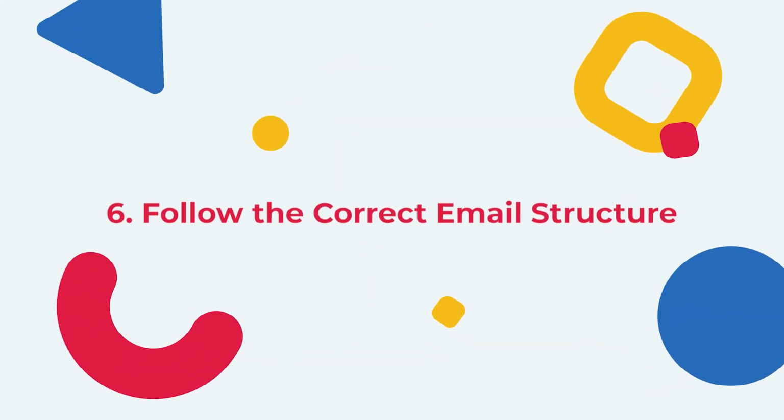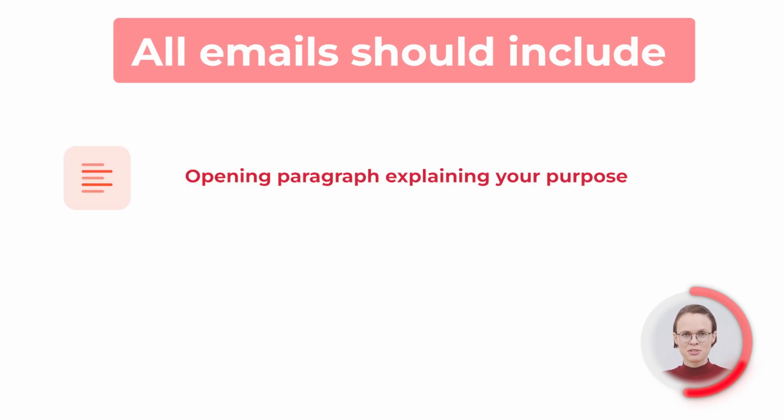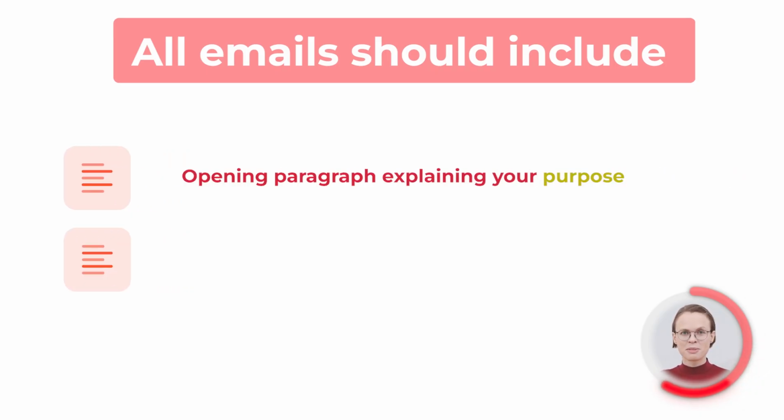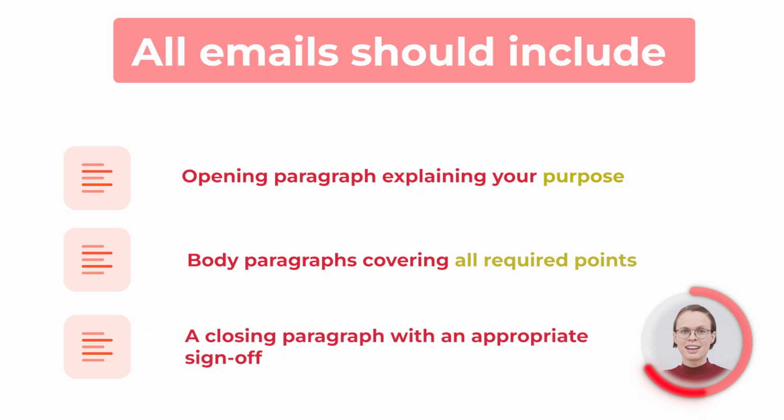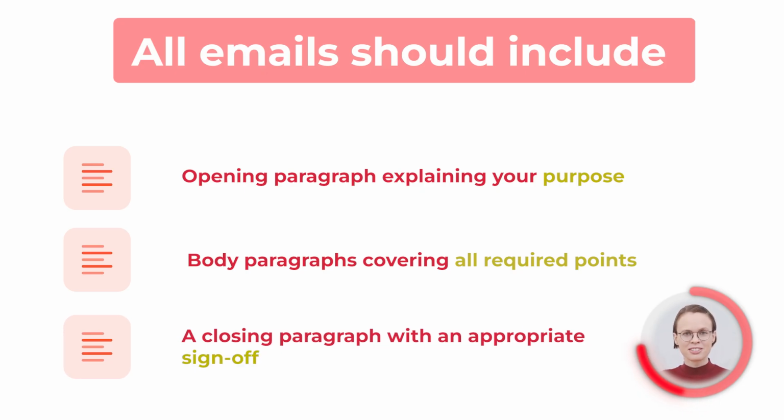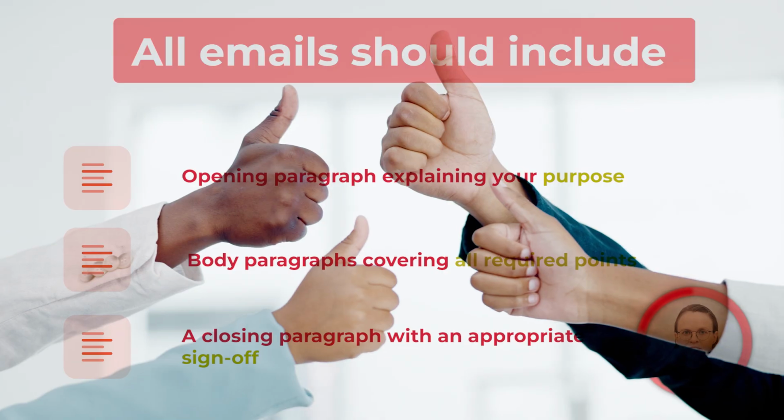Tip number 6 is to follow the appropriate structure for your email type. A well-structured email makes a positive impression on the CELPIP examiners and helps organize your ideas logically, contributing to your readability score. All emails should include an opening paragraph explaining your purpose, body paragraphs covering all required points, and a closing paragraph with an appropriate sign-off. Following these conventions shows the examiners you understand English email writing standards and ensures that your response is well structured.